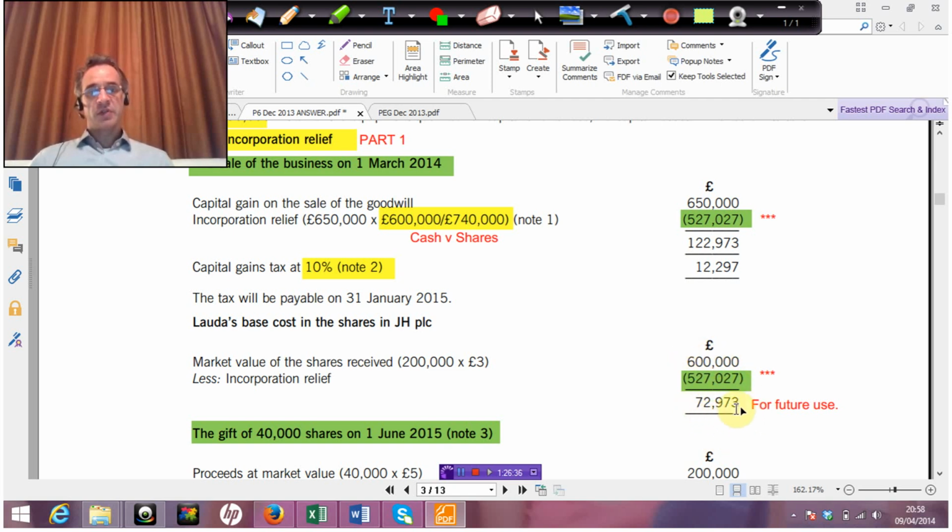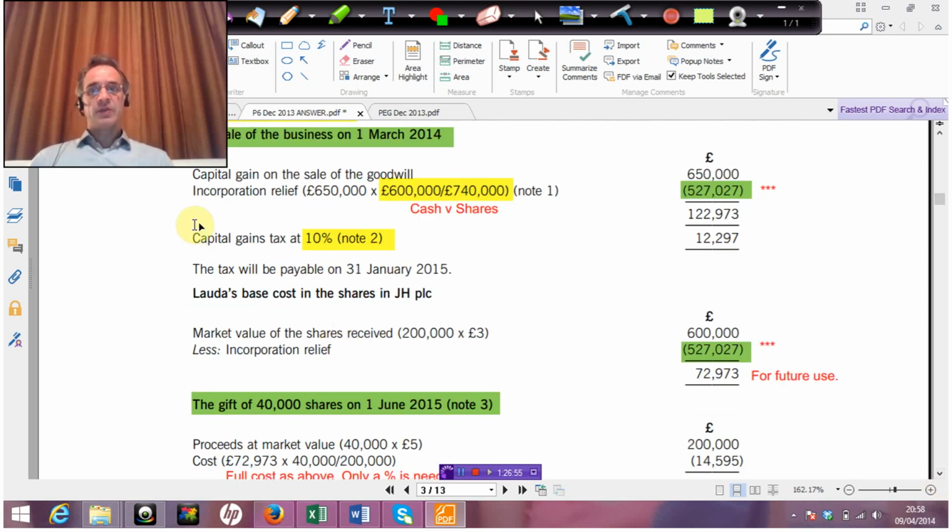So if she comes to sell in due course, and certainly if she's selling part of them or gifting part of them, then in effect, that's the cost that we will have to base all 200,000 of the shares on. Okay, so that's the first section.